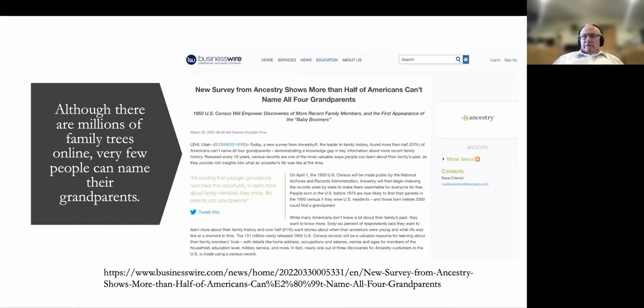And so they're basically blind to what we're talking about here, this generational cloud, this generational forest, or whatever. They don't know that they're related to whoever they're related to. They may live right next door to one of their first cousins and not know it.